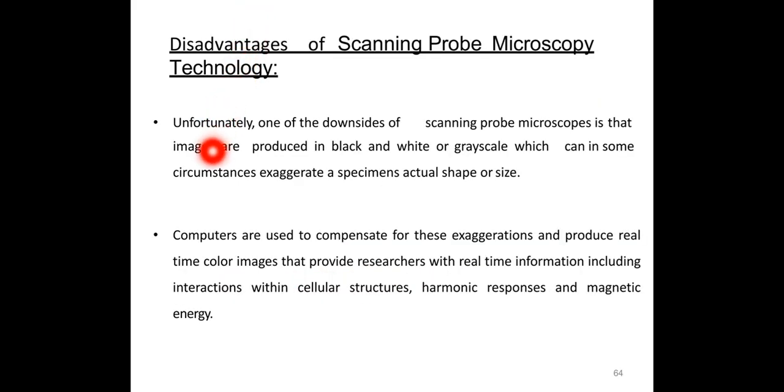Now, what are the disadvantages? Unfortunately, one of the downsides of scanning probe microscope is that images are produced in black and white or grayscale, which can in some circumstances exaggerate a specimen's actual shape or size. Means what? We cannot identify the actual size of the specimen because of black and white color or grayscale. That is the main disadvantage.